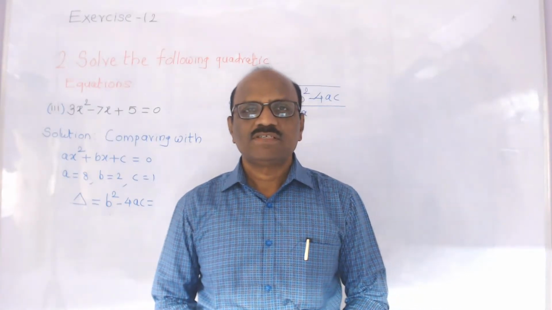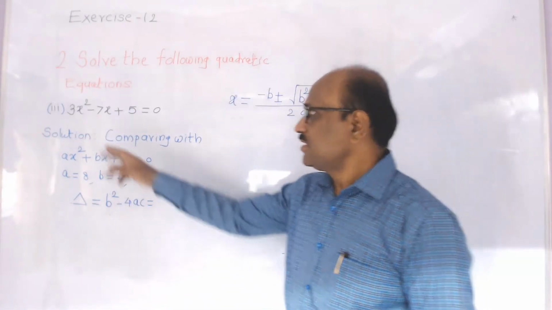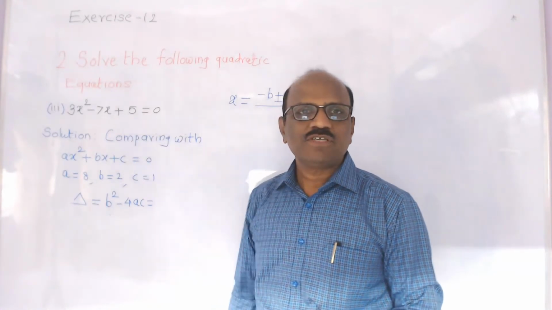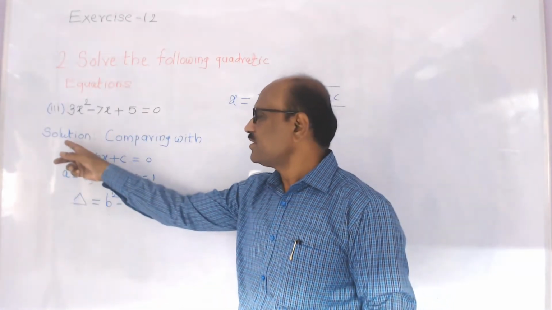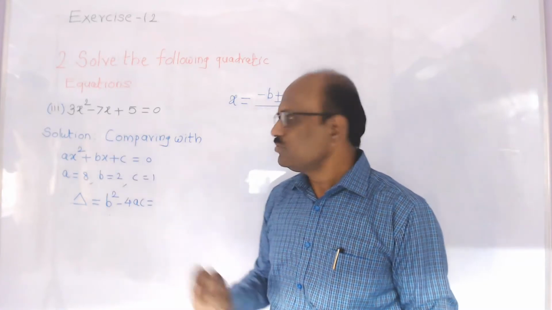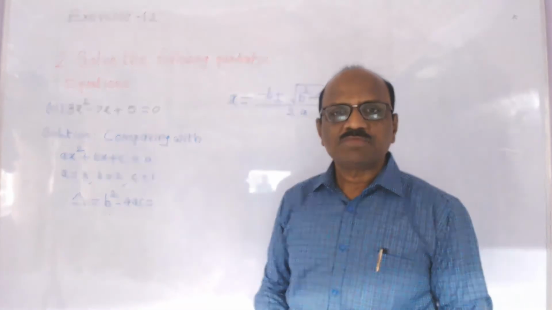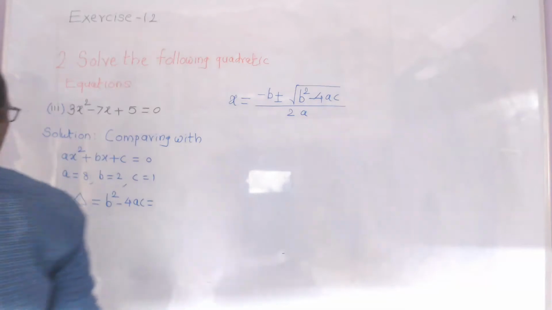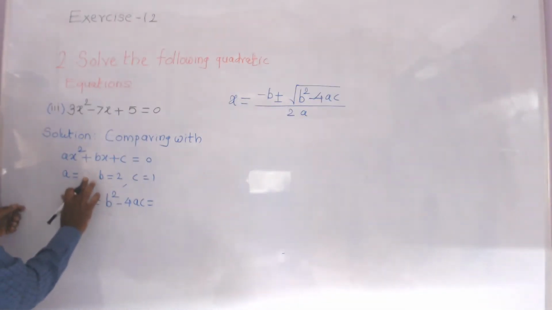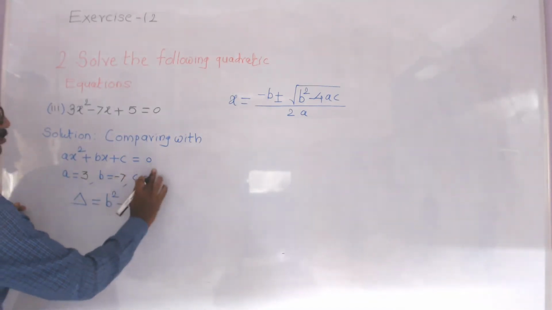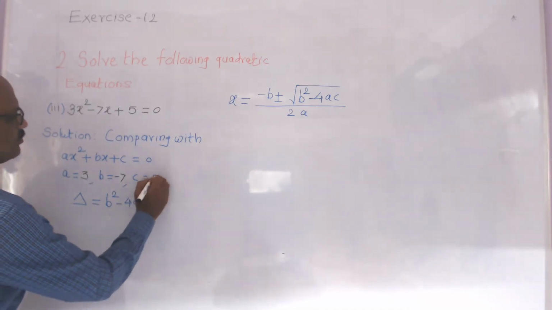Now this second problem, that is the third one here from the textbook: 3x square minus 7x plus 5 equals 0. Again the same steps, comparing with ax square plus bx plus c equals 0. Now we will substitute the values of a, b, c. a is equal to 3, b is minus 7, and c is equal to 5.